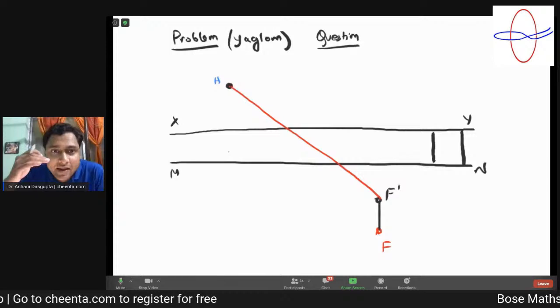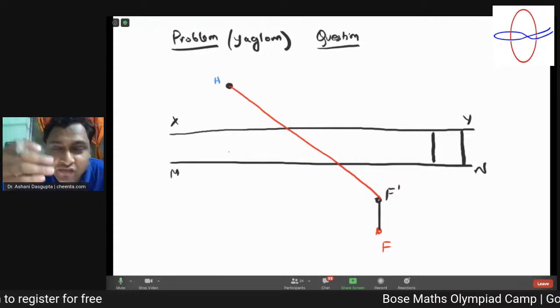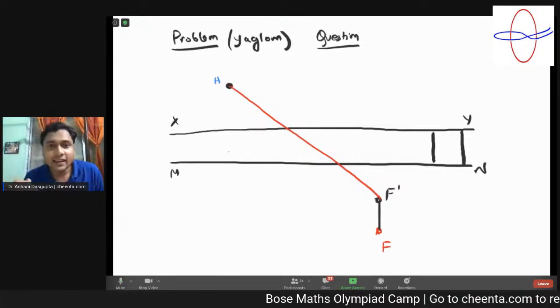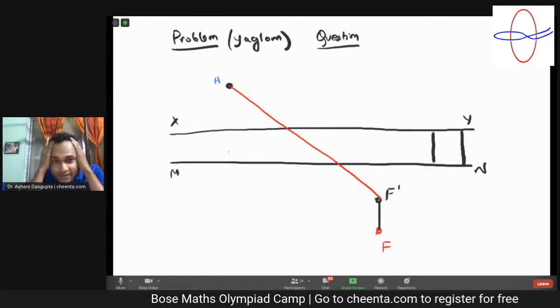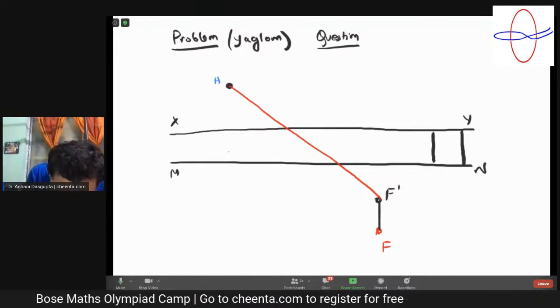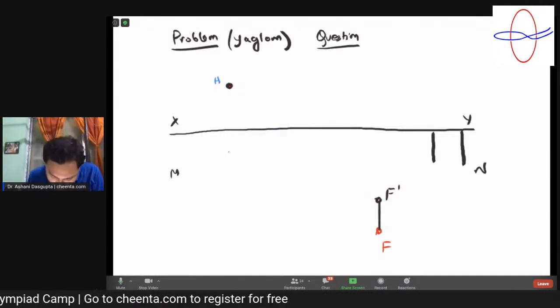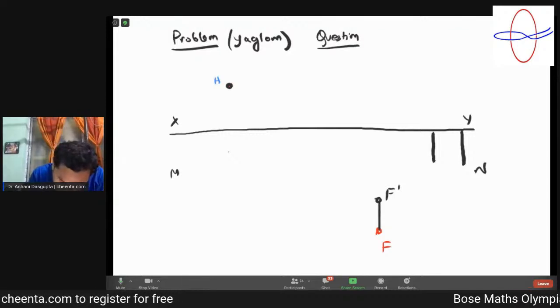Yeah, because the MN line has already sort of merged with XY. So there is no intersection.